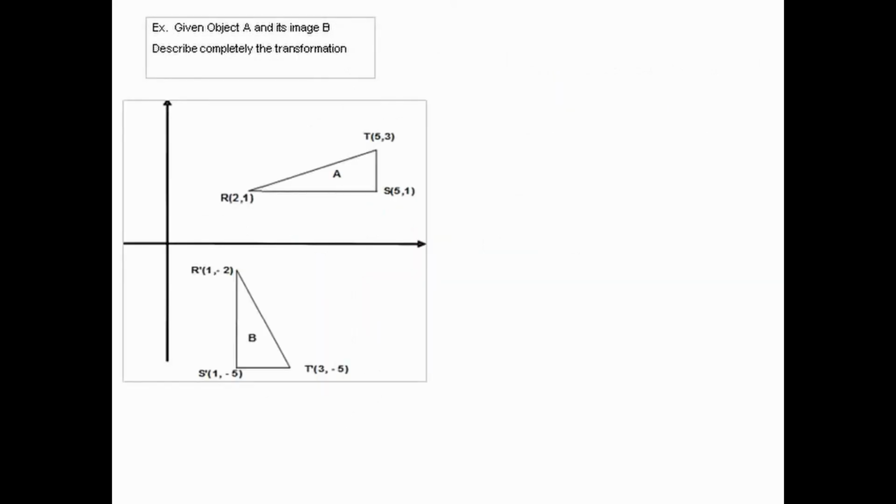We go ahead now and look at an example where we are given a graph of an object A and its image B, and we are asked to describe fully the transformation that we see. Now, to get a clue into what the transformation is, we can look carefully at the object. We notice that RS was horizontal. After it has been transformed, RS is now vertical. So we get a clue that the object might have been rotated.